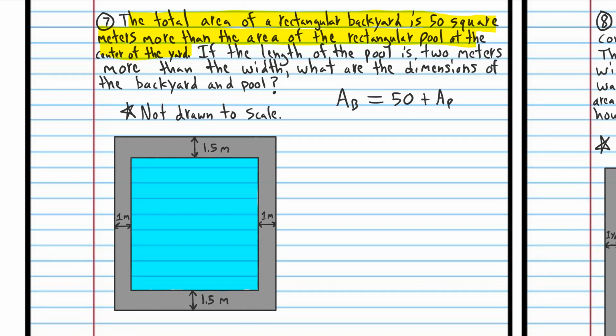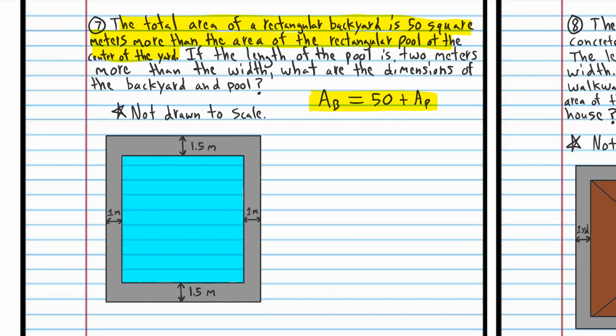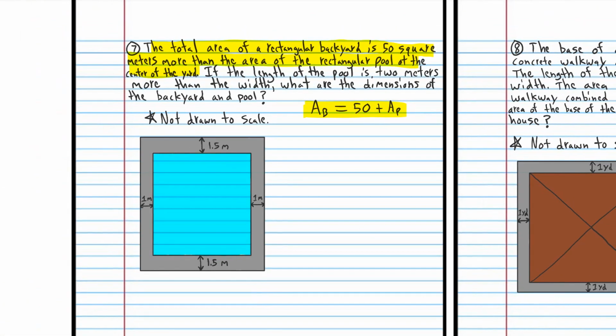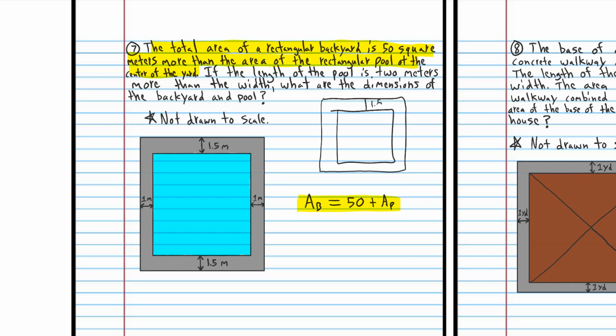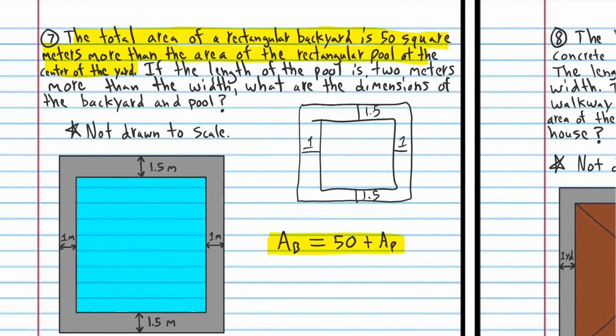I'll put P for pool at the center of the yard. Now the area of the pool, that's going to be, let's bring this down. I want to draw another picture off to the side so we can see what's going on here. So 1.5, 1.5, 1, and 1. Even though that doesn't really look right, it doesn't really matter.